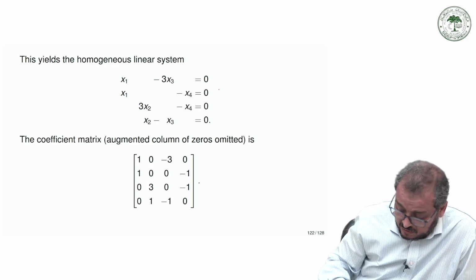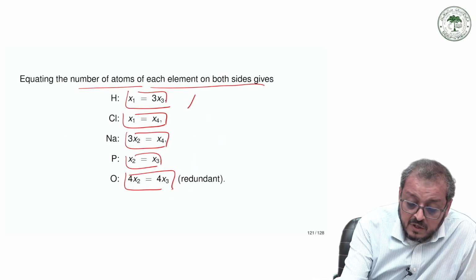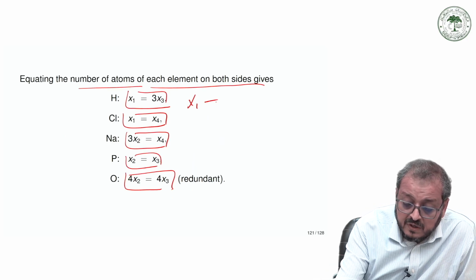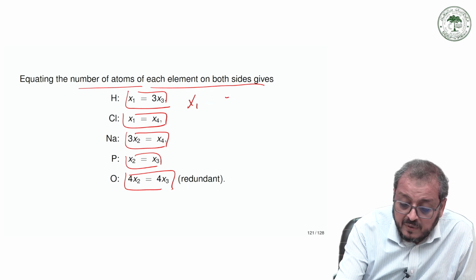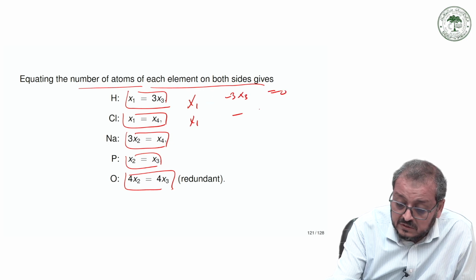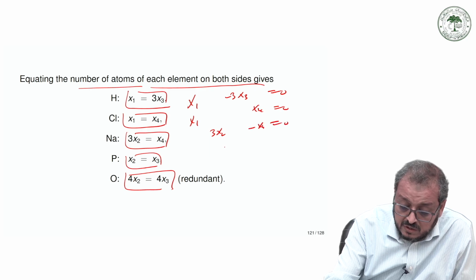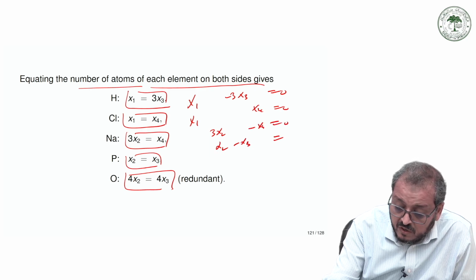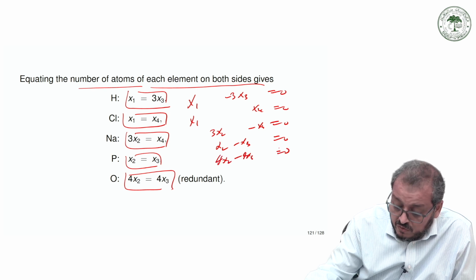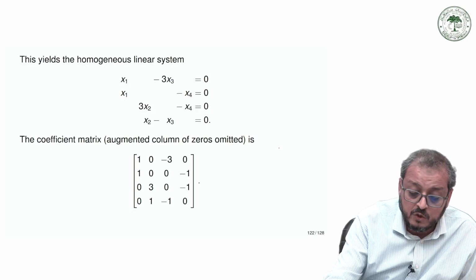So if we write the equations in this form: x1 minus 3x3 is equal to 0, then x1 minus x4 is equal to 0, then we have 3x2 minus x4 is equal to 0, then x2 minus x3 is equal to 0, then we have 4 times x2 minus 4x3 is equal to 0. So this means we can write it in this form.